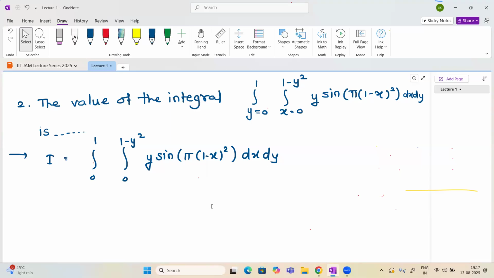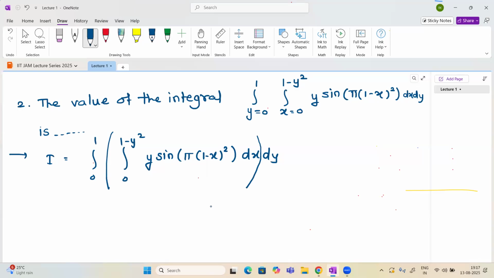Can anyone tell me how to solve this one? Change the order of integration. Firstly, integrate with respect to y, keeping x constant. Sorry, please tell me again. First, integrating with respect to one variable by keeping the other constant, and then again integrating. You want to say this one.